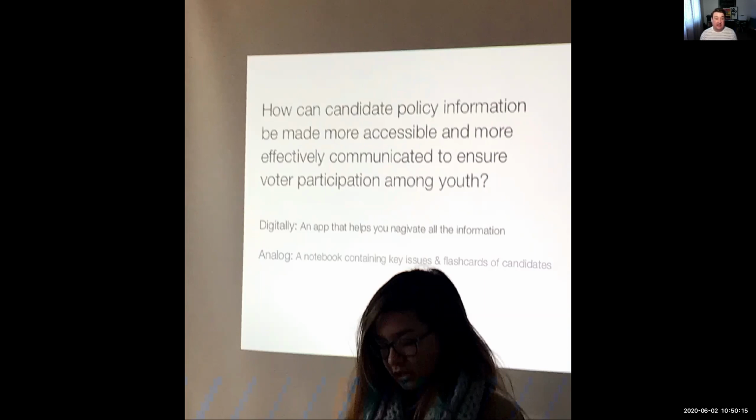And what you see here is another student presenting their hypothesis question, specifically, how can candidate policy information be made more accessible, more effectively communicated to ensure participation among the youth? And we see the corresponding digital and analog strategies or artifacts that would be created by the student.